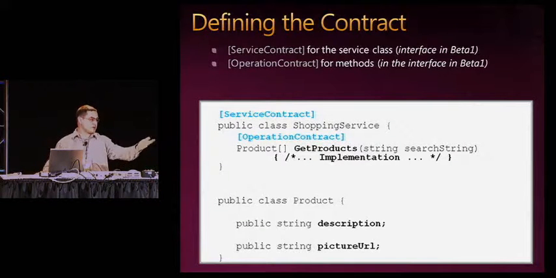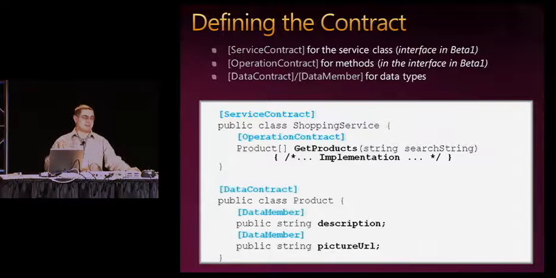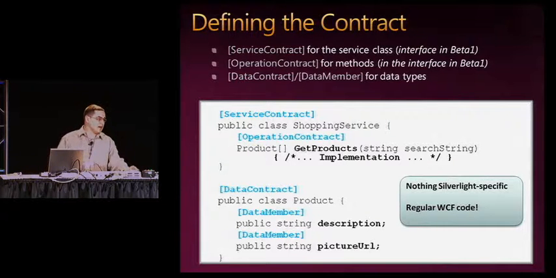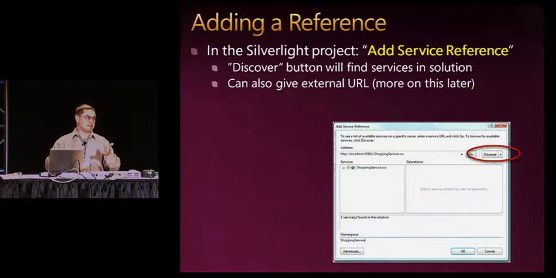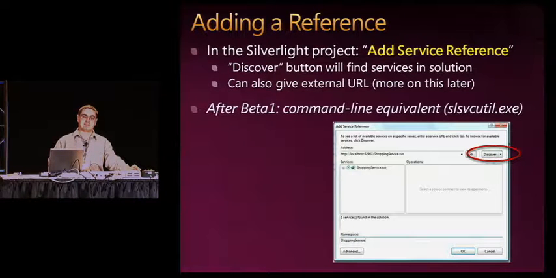And so going back to how you build your service, you basically write regular WCF code. There's nothing Silverlight specific there. Once you've created your contract and your implementation, you go to your client side and do Add Service Reference, and again, you could reference an external service. We'll talk more about it later. We will also ship after the beta a command line tool that does the same thing, so you can integrate this into your build processes and so on.